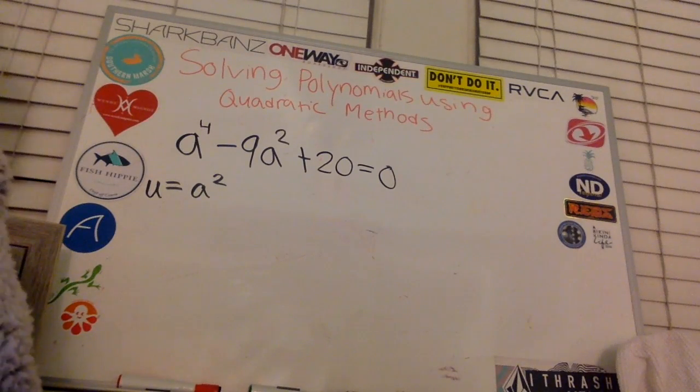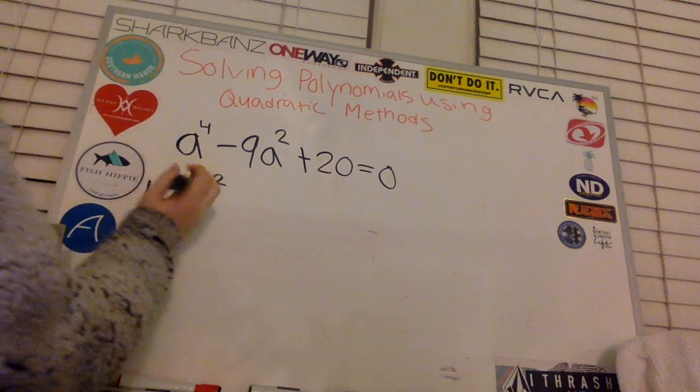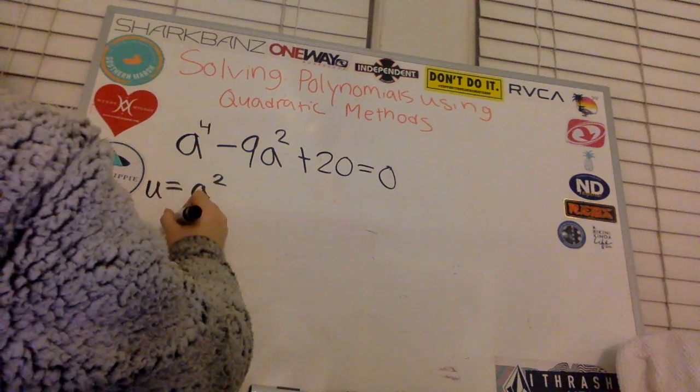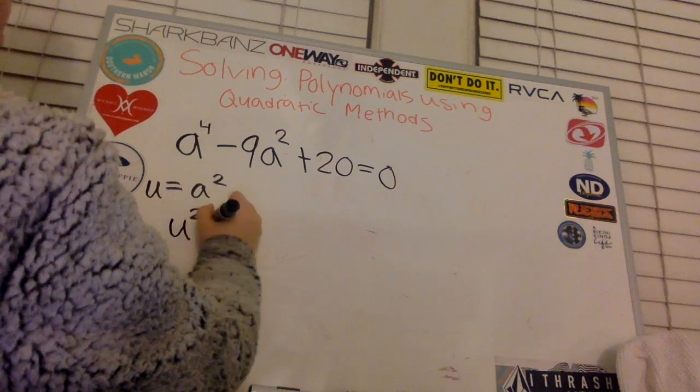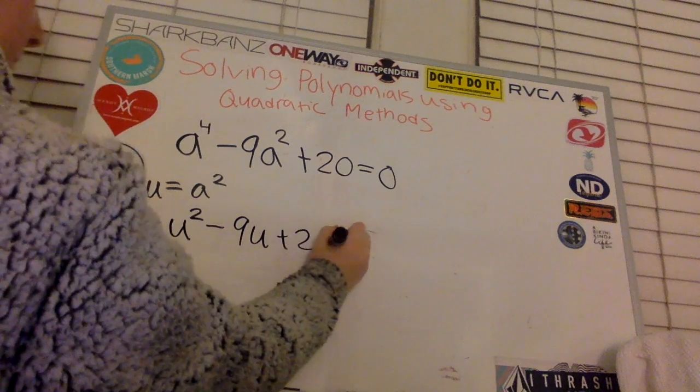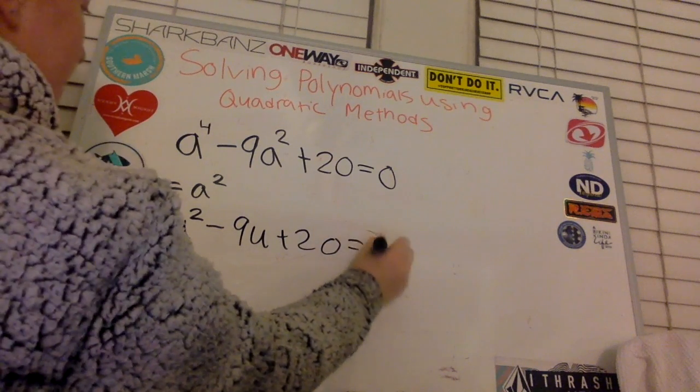Now, we're going to add on to what we just learned by solving an equation. So the steps are just as what we did previously. First, define our u as a squared, then plug it in. So u squared minus 9u plus 20 equals 0.